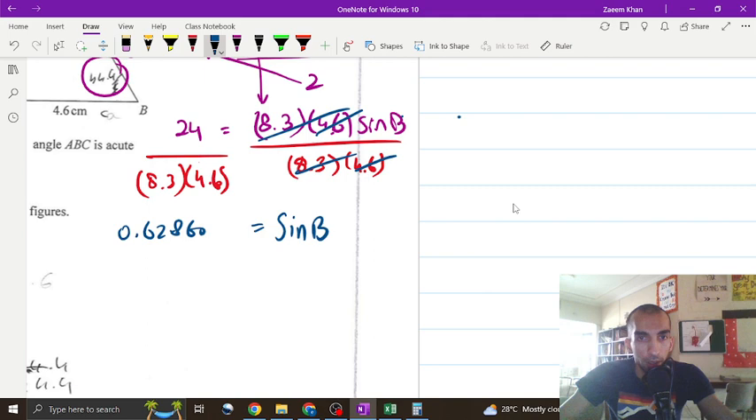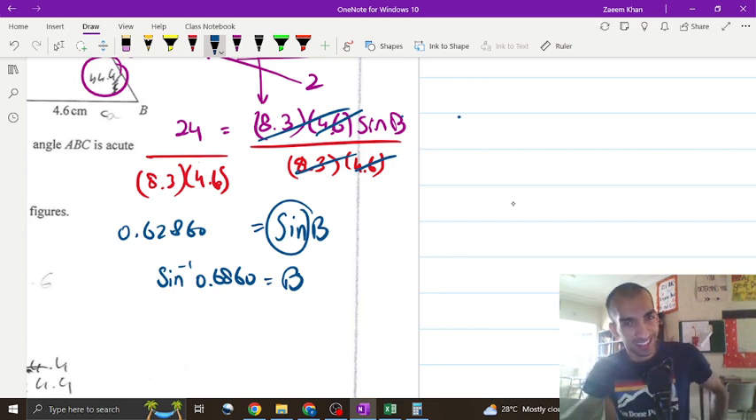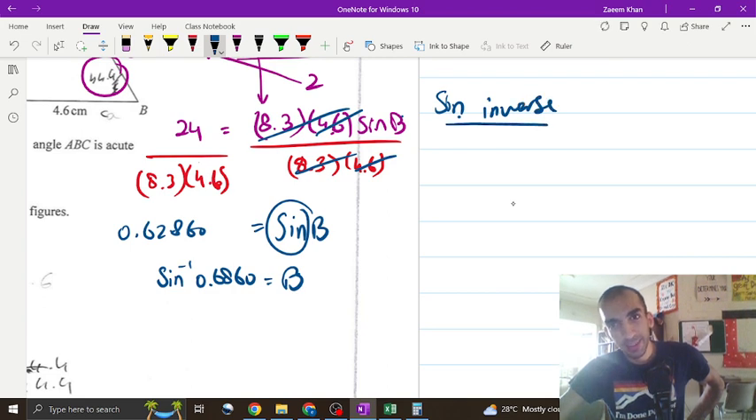Now we need the size of angle B. We still have a sine next to it. What happens when we take the sine to the other side of the equation? It becomes the inverse. What's the name for it? Sine inverse. Right?